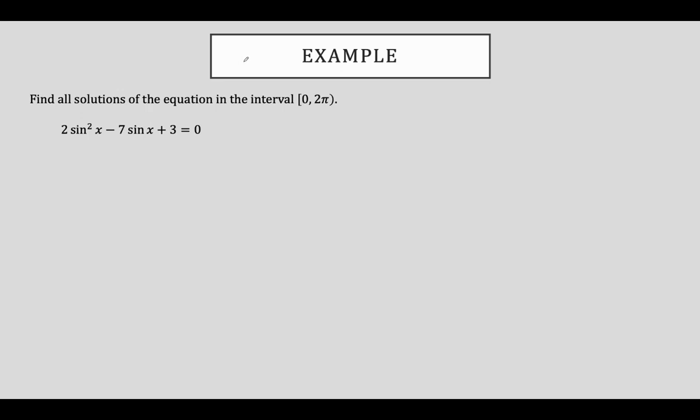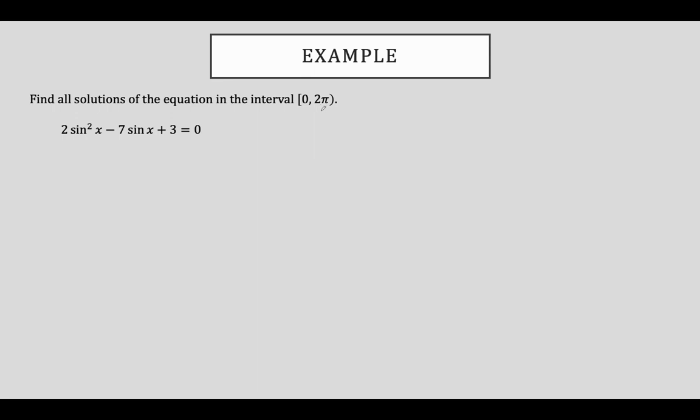Let's look at some more problems where we are solving trigonometric equations. Now, take a quick look at the directions here, and you might notice that they are slightly different. Rather than just solve, this says find all the solutions of the equation in the interval 0 to 2 pi.